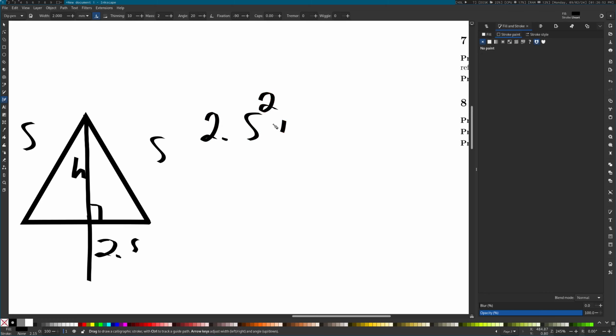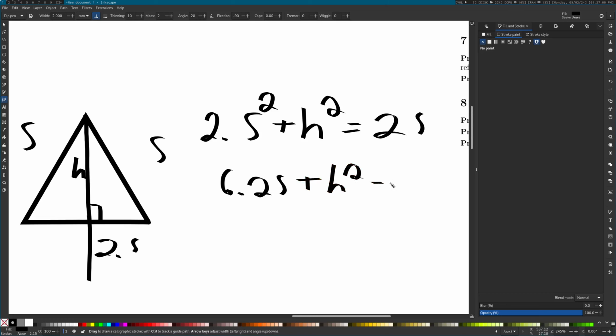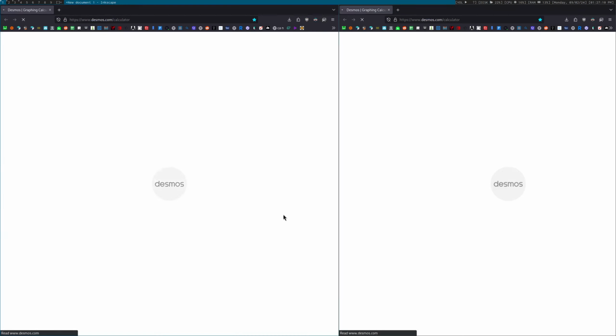So 2.5 squared plus h squared is equal to 5 squared, which is 25. 2.5 squared, that's 6.25 if I'm not mistaken. Okay. Plus h squared equal to 25. Let me get a calculator out real quick.